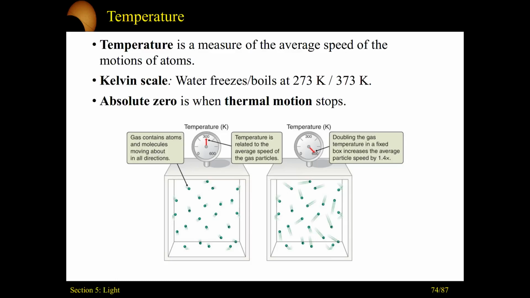In this last part, we're going to talk about the connections between temperature and light. So before we can do any of that, we need to give ourselves a clear definition of what we mean by temperature. Not just hot objects are hot and cold objects are cold.